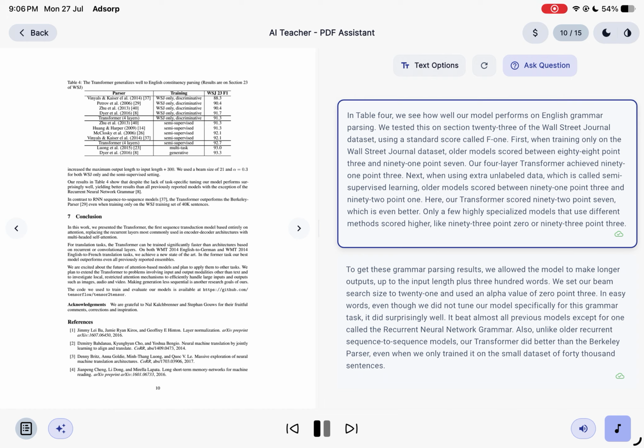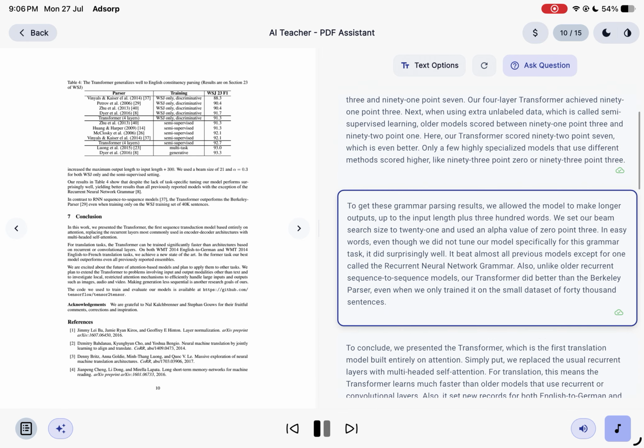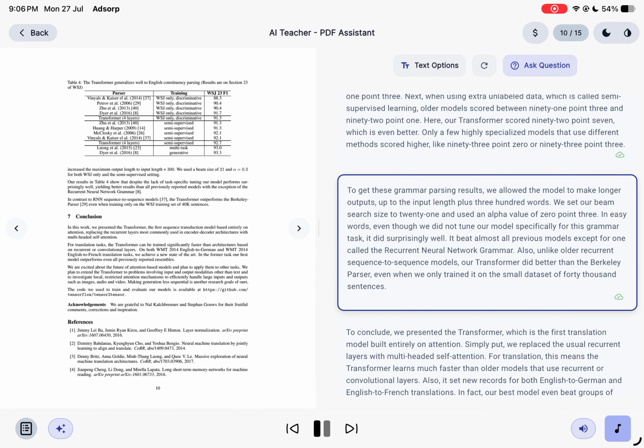Only a few highly specialized models that use different methods scored higher, like 93.0 or 93.3. To get these grammar parsing results, we allowed the model to make longer outputs, up to the input length plus 300 words. We set our beam search size to 21 and used an alpha value of 0.3.